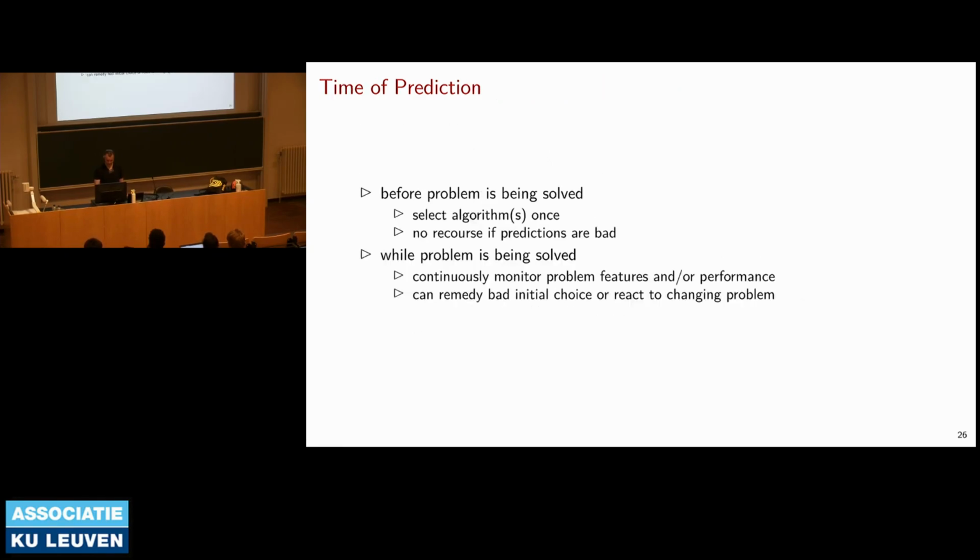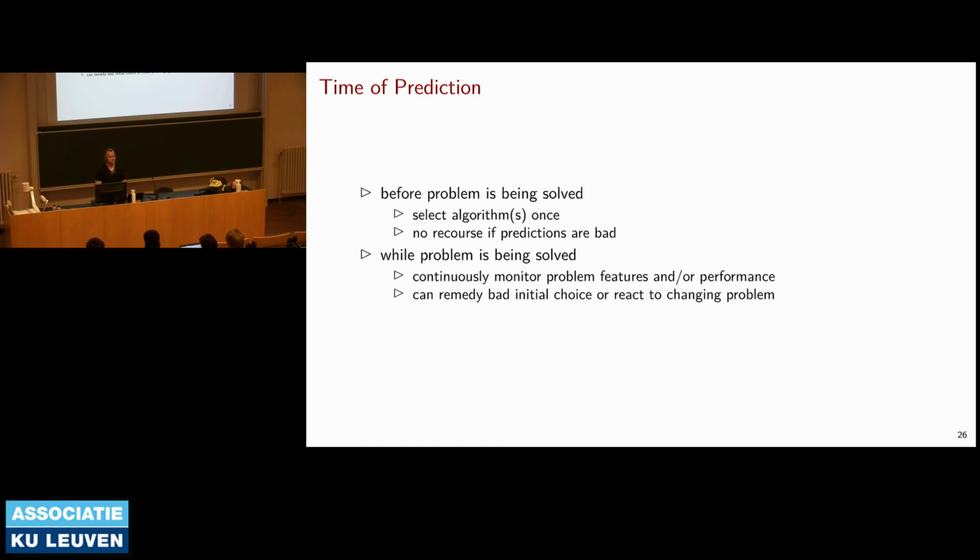Okay, almost at the end here. The only other thing that we need to decide is, when do we make a prediction? If we only choose once before we start solving the problem which algorithm we're going to use, that's easy, right? That's exactly when I make the prediction. But of course, I have no recourse if my prediction is bad. So I chose the wrong solver. Well, I'm stuck with it. Nothing I can do. I can also make these predictions continuously.